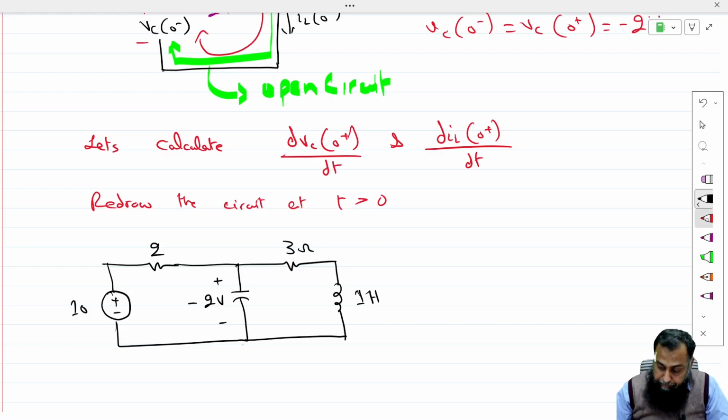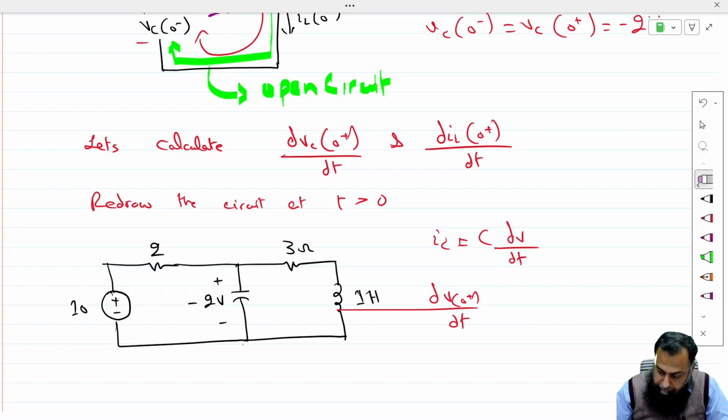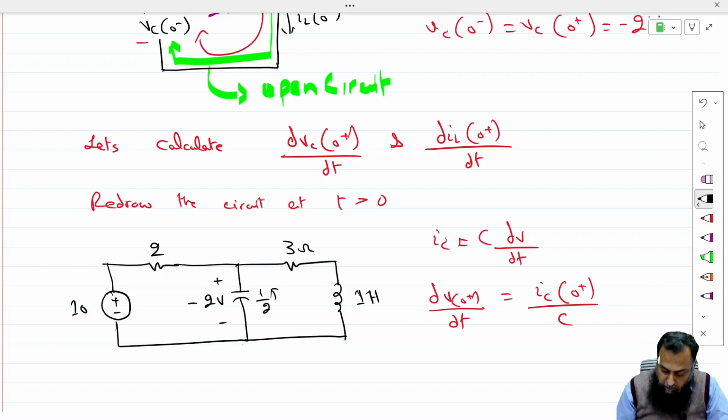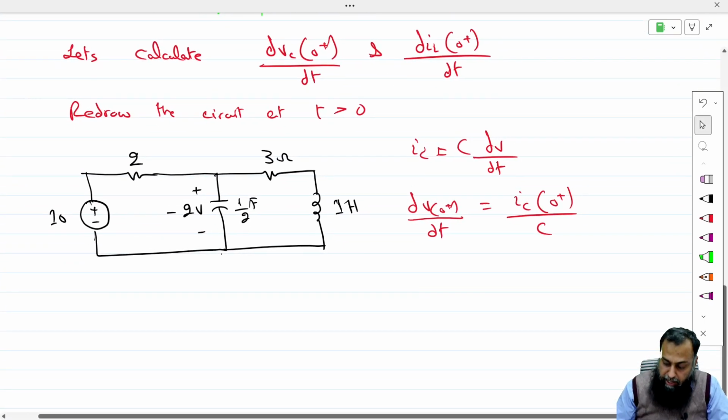Now, in order to find dVC 0 plus over dt, we know that IC equals C dV by dt, and therefore dVC 0 plus over dt equals IC 0 plus over C. The value of C is known, it is half farad. So the only thing we need to calculate is IC 0 plus. Now, how can we find out IC 0 plus?